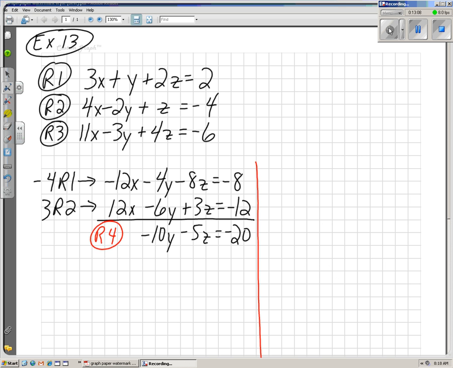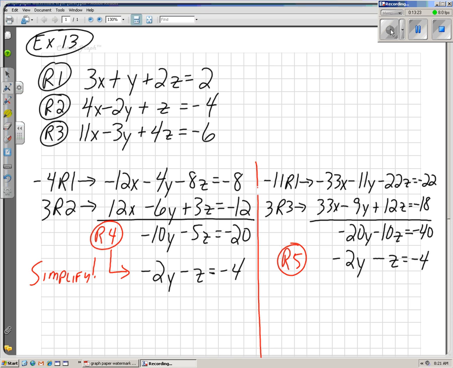All right, here's an example for 13. Row 1 and row 2, the x's will go into 12. So I make one a -12 and one a +12. That way my x's cancel out. Remember to simplify. So this is actually my row 4. And on my x's on row 1 and row 3, they both go into 33. So I make one -33 and one +33. That makes the x's cancel out. Remember to simplify. So there's my row 5.